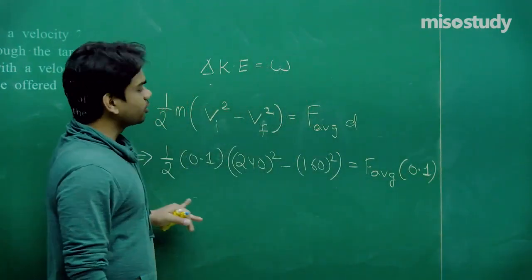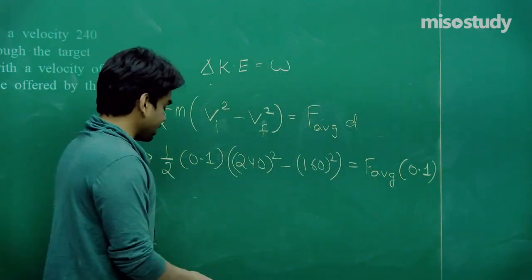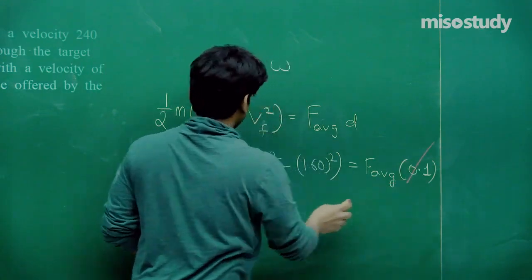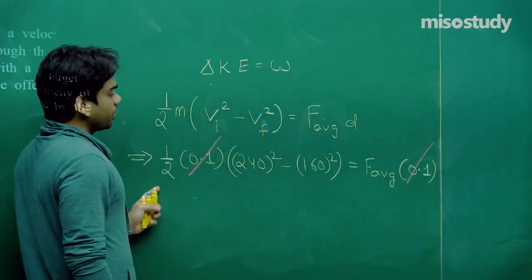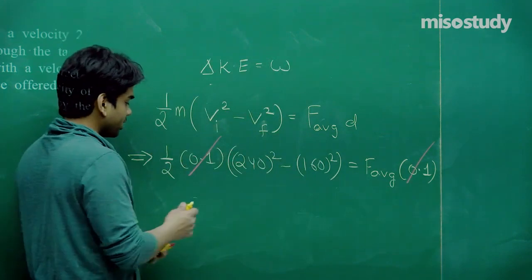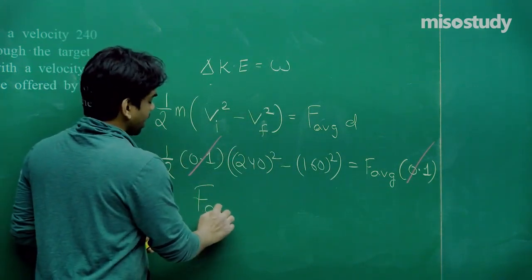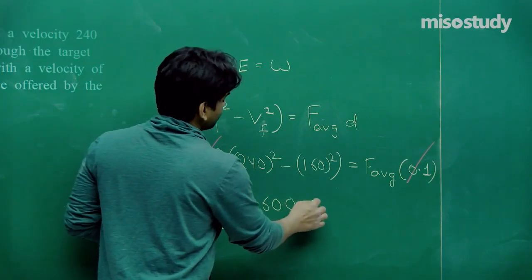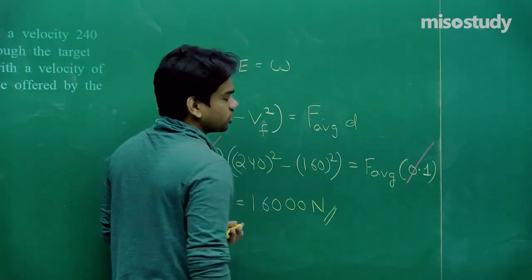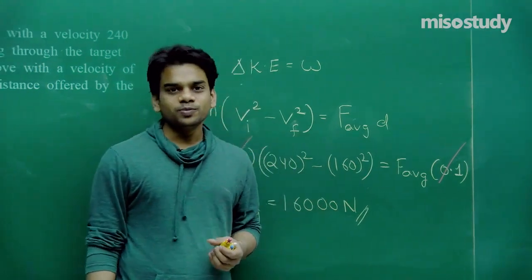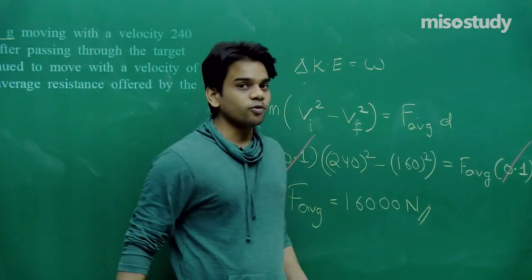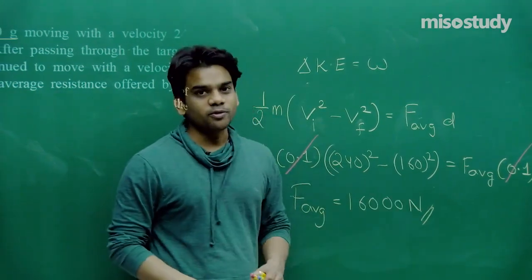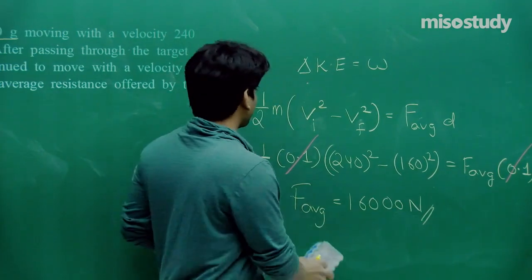Now you see the entire equation you have. 0.1 can be cancelled out easily. Now this term can be easily evaluated. You will find that F average will come out to be 16,000 Newton. I believe the calculation portion can be easily done by you, which is quite easy to solve from here. 24 whole square and 16 whole square you have to use. Let's go ahead.